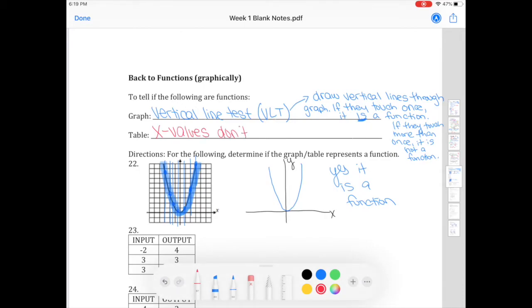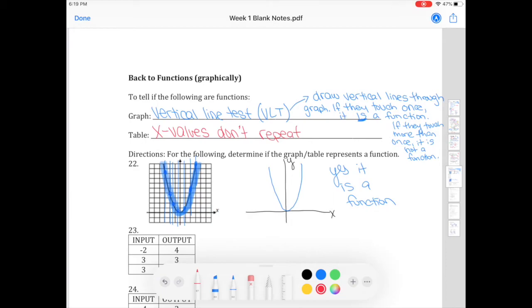To tell if a table is a function, you're going to look specifically at the x values, and you're going to see that they don't repeat. It is not okay for your x values to repeat. It would not be a function.